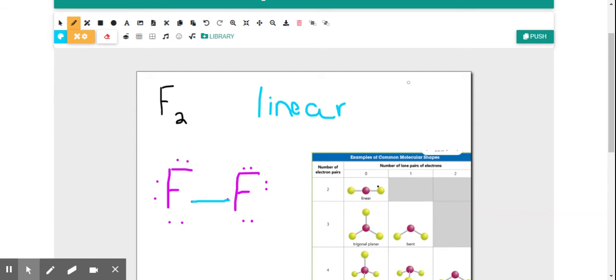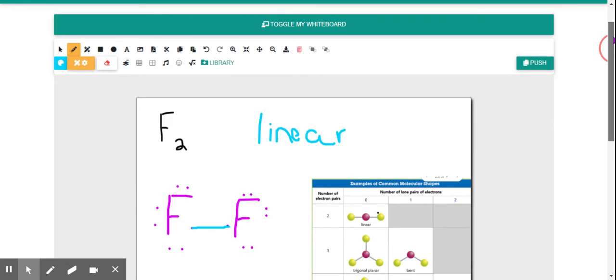All right. So guys, I hope that was helpful. It was quick, but hopefully it'll help you see how we draw these covalent compounds and then how we identify the shape. I'll probably put up another video in the next couple of days showing what we do when we have double and triple bonds. We'll talk about that in class later this week.